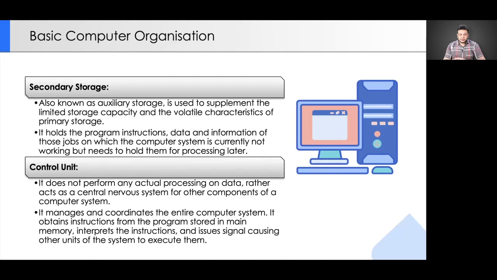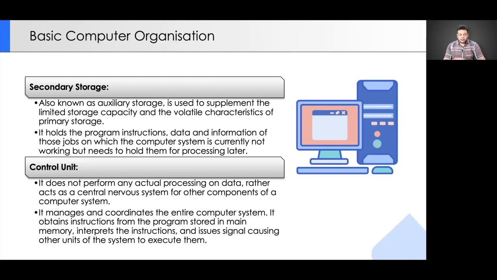Then we have secondary storage, which is also called auxiliary storage, a supplementary storage. Here we can store program instructions, data and information of those jobs on which the computer system is currently not working, but which it might need for further processing. An example is the hard disk. We store data there permanently until it is deleted or accidentally deleted, and the computer might require those instructions later on.